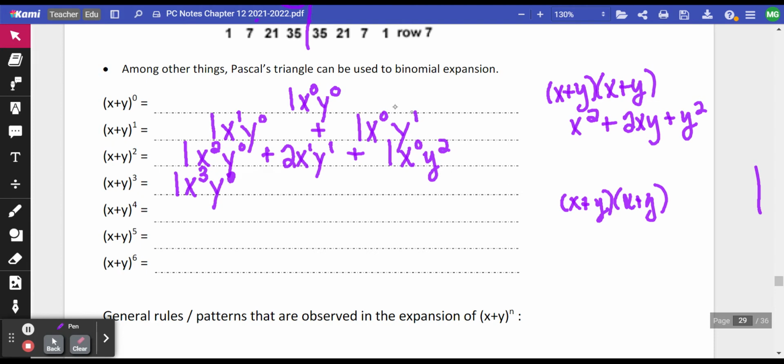Let's go to the outside term over here. And again, 1, 1, 1, we know it's going to be 1. X to the 0, x to the 0, x to the 0. On the outside is always x to the 0. And look at our powers of y. Y to the 0, y to the 1, y to the 2, y to the third.